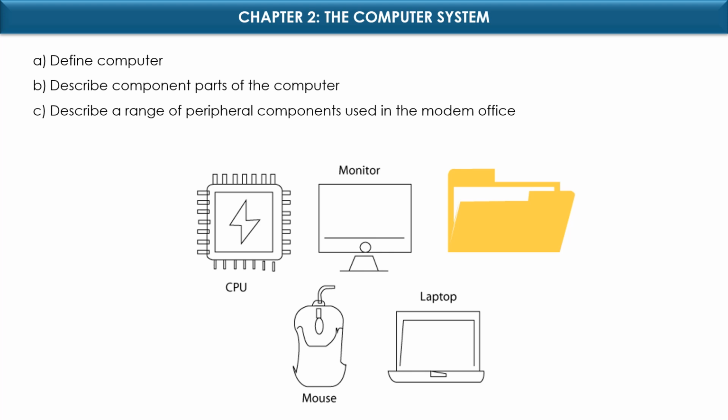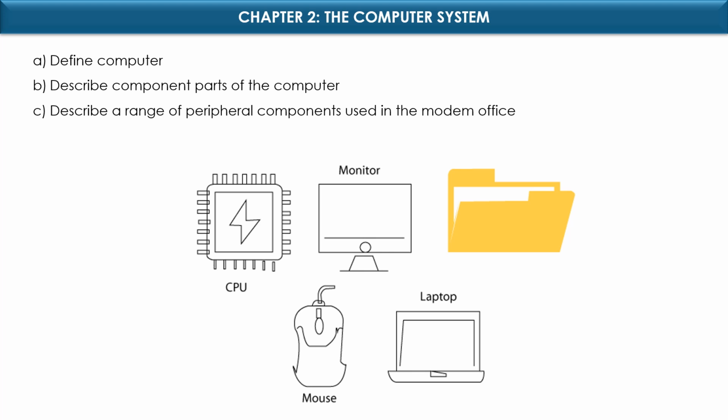Today, let's look at the computer system, where we will understand what a computer is. Then we describe the components, the parts that make up the computer system. Lastly, we look at the range of peripheral components used in a modern office. So with my short, brief illustration there, we can see exactly what we should be expecting in this particular discussion.